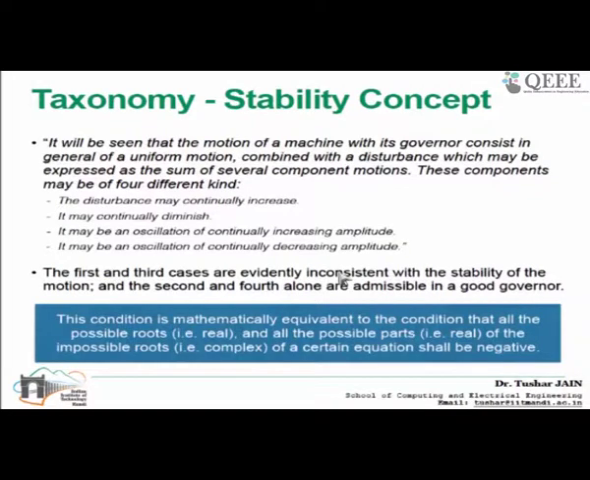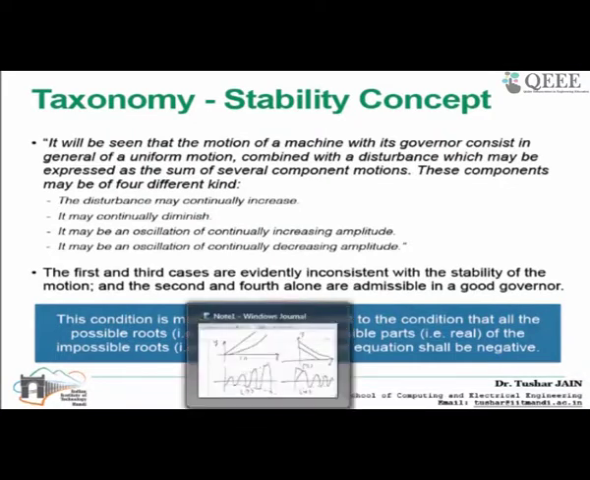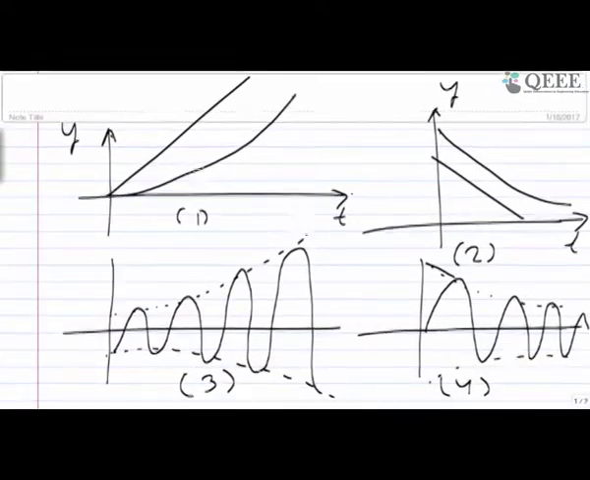So what does it mean? This condition is mathematically equivalent to the condition that all the possible roots, that is the real roots, and all the possible real parts of the complex roots of a certain equation shall be negative when we say that the system is stable. So what do you mean by these possible roots? We'll come on to this, but just to introduce it at this point.